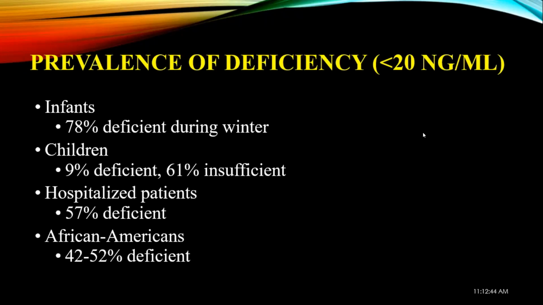Hospitalized patients, those who are lying in bed for a long period, also show deficiency of vitamin D. When we lie for a long time in a room, it reduces exposure to sunlight, which causes reduced synthesis of vitamin D. Vitamin D deficiency is also seen among Afro-Americans, where generally 40 to 52% are deficient.